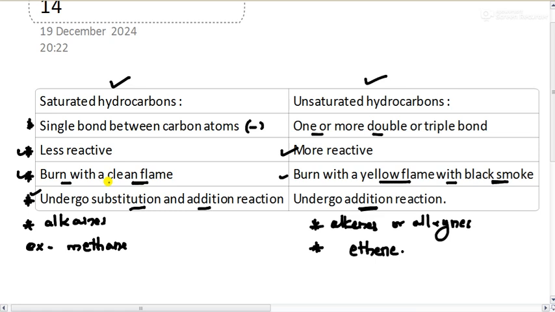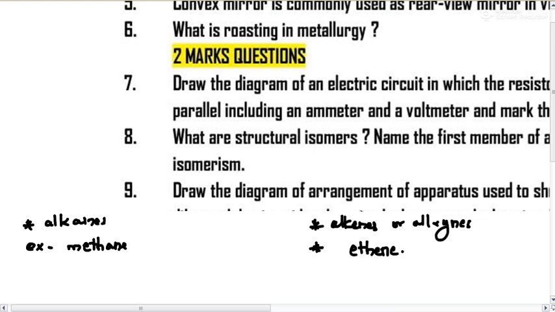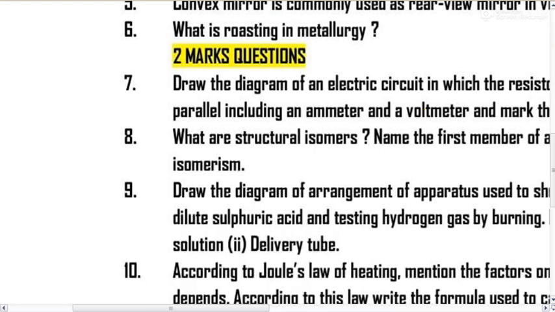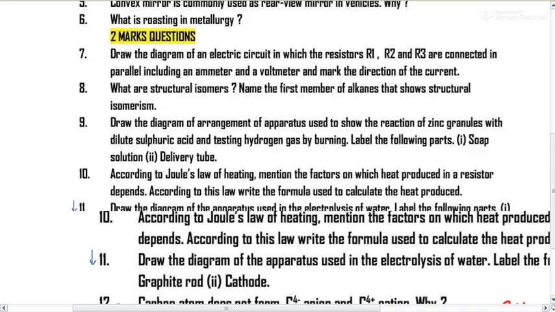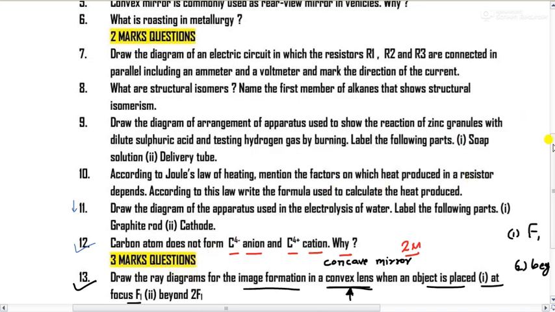If it is for 1 mark, half marks to each. If it is for 2 marks, you have to write minimum 4 points. Got it? Yes, sir. Okay, so next is the second part of the same question.